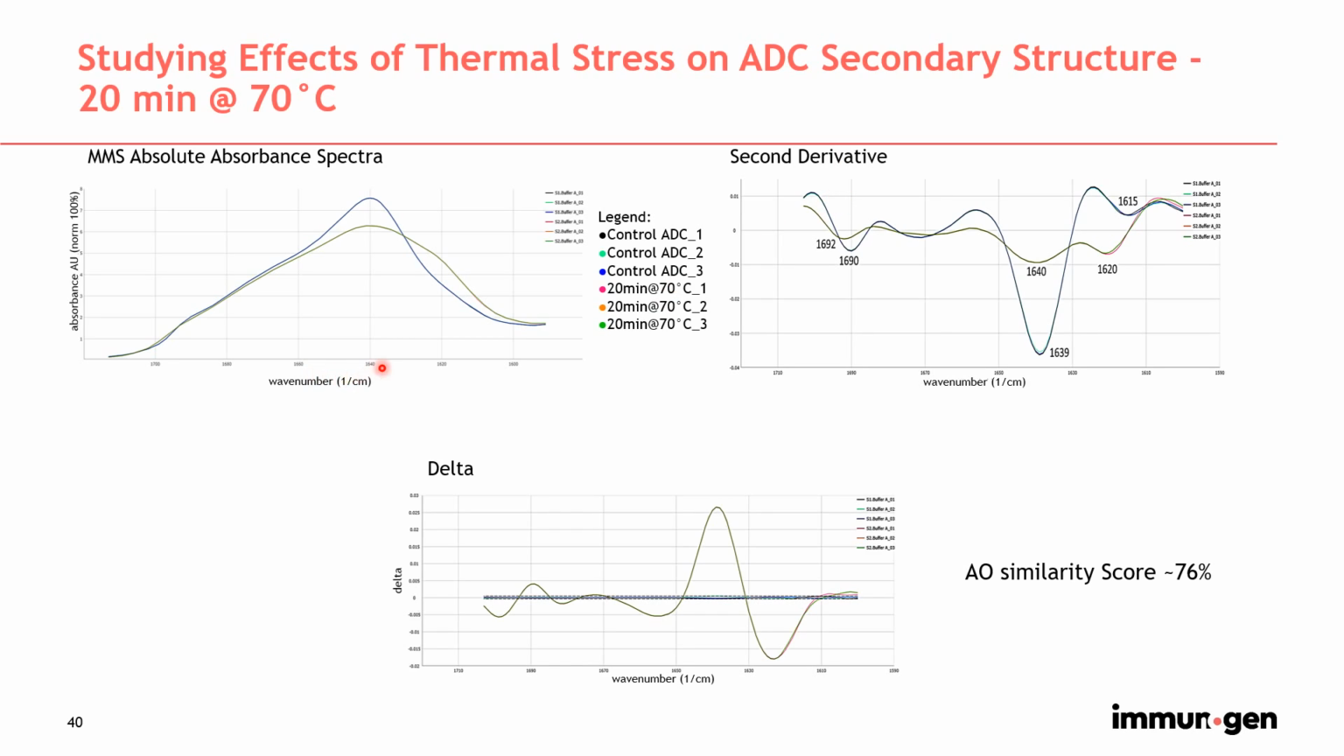Also looking at the delta analysis from the software, the area of overlap similarity score between the control and the stress sample in this case was only 76%, again telling us that there was significant change in secondary structure on applying the stress conditions.